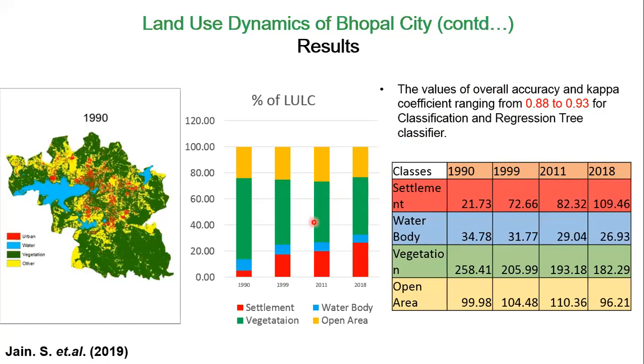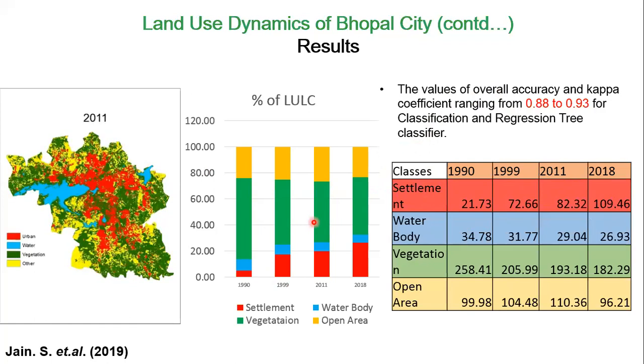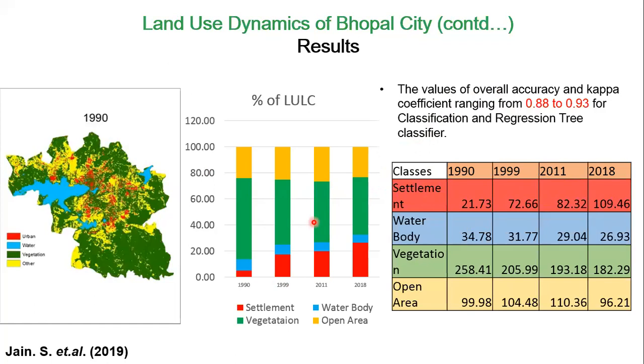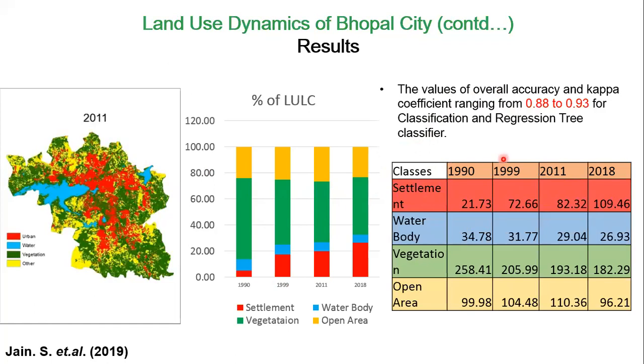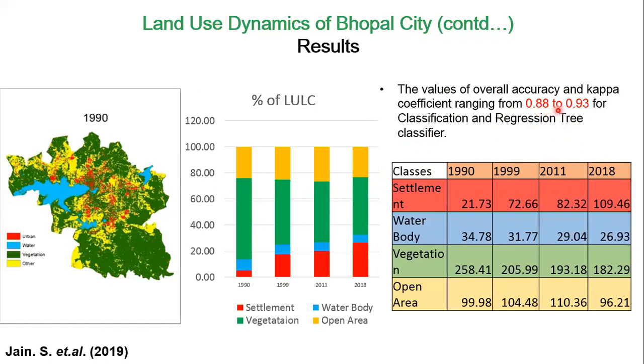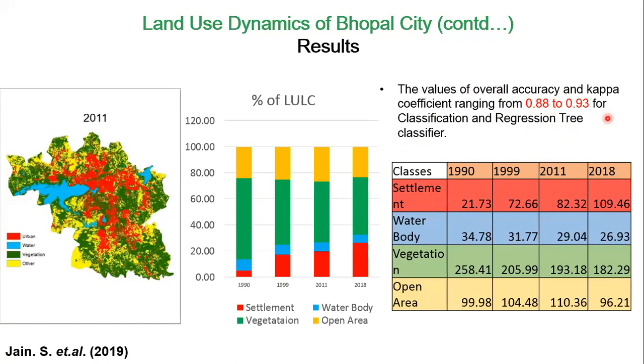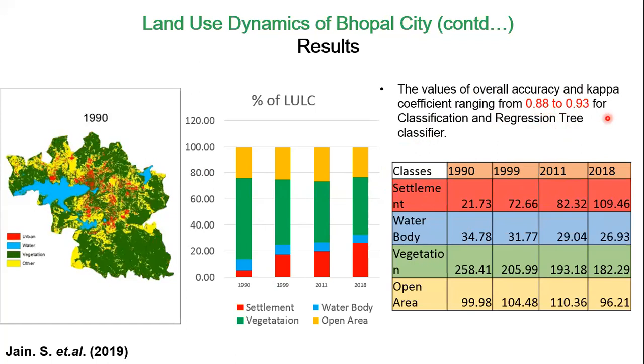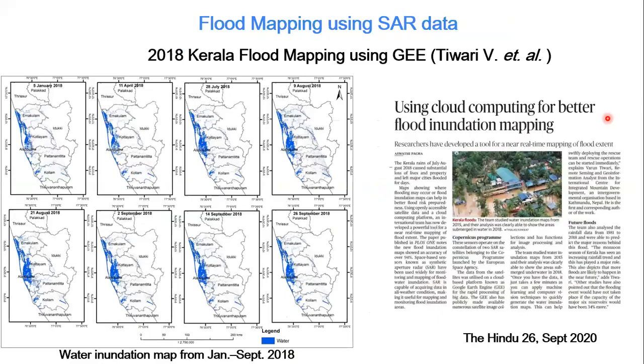And I'm not just doing my work unchecked. I've checked my data set with the help of accuracy measurements like kappa coefficient and overall accuracy, and I get a very good accuracy, that is 0.88 and 0.99, which is very good in terms of classification.